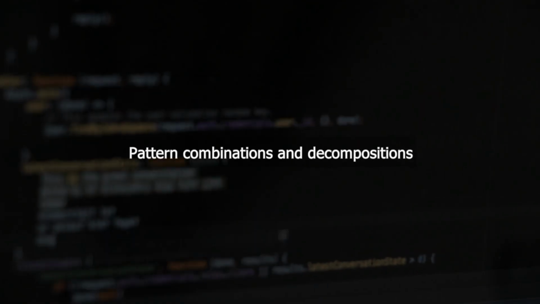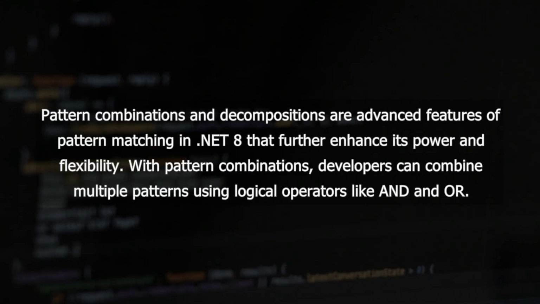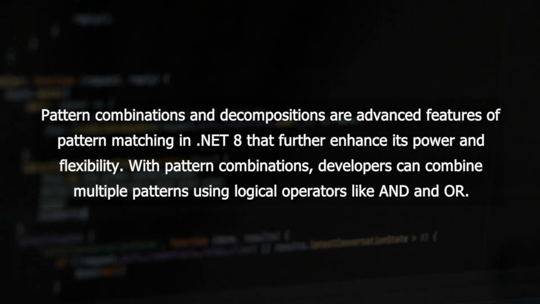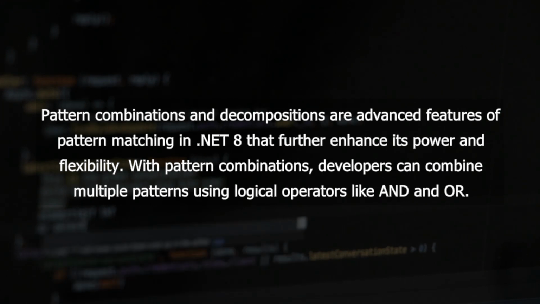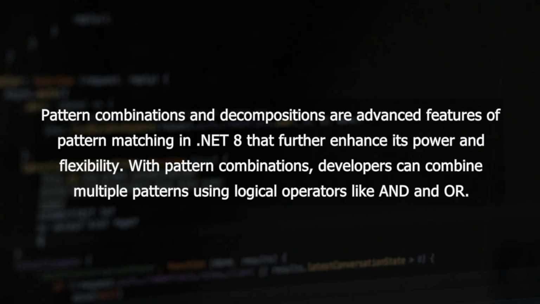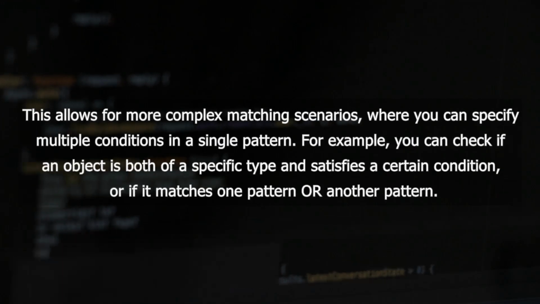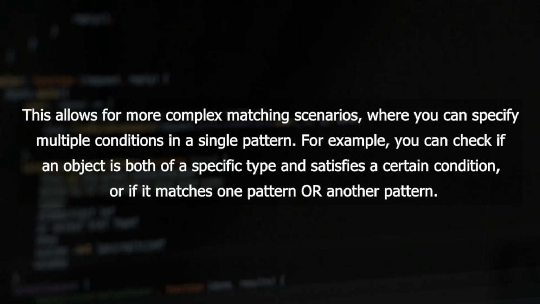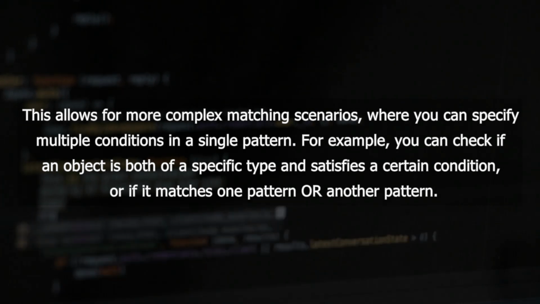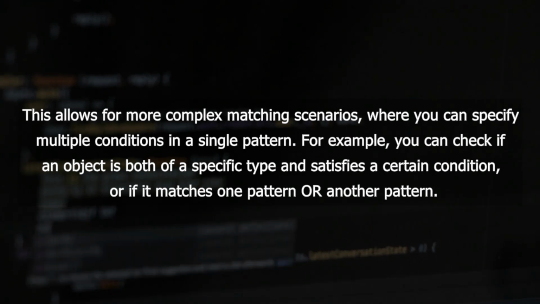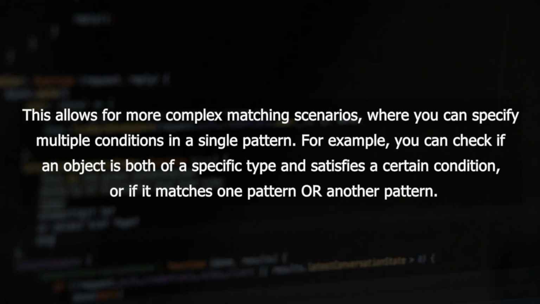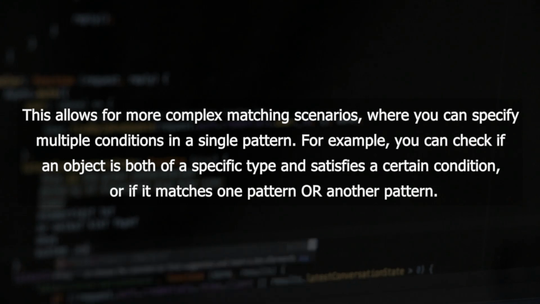Pattern combinations and decompositions are advanced features of pattern matching in .NET 8 that further enhance its power and flexibility. With pattern combinations, developers can combine multiple patterns using logical operators like AND and OR. This allows for more complex matching scenarios, where you can specify multiple conditions in a single pattern. For example, you can check if an object is both of a specific type and satisfies a certain condition, or if it matches one pattern or another pattern.